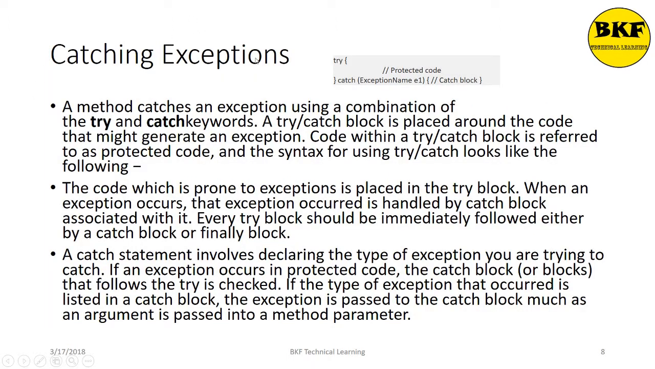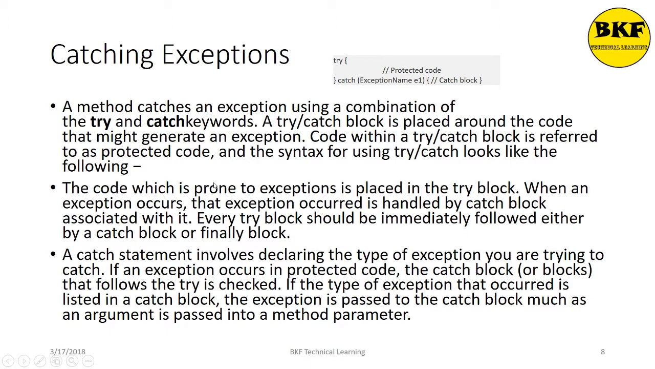Now let's see how to catch exceptions. So this is a code snippet. A method catches an exception using a combination of try and catch keywords. A try catch block is placed around the code that might generate an exception. Code within a try catch block is referred to as protected code. So anything which we write inside this try and catch will be considered as protected code.